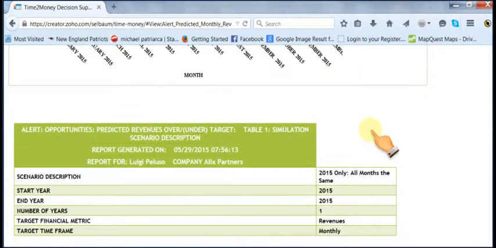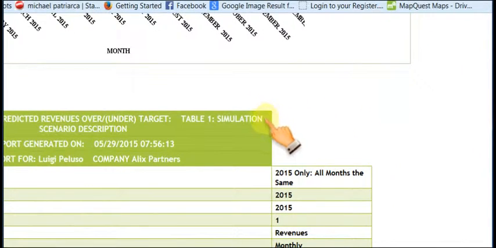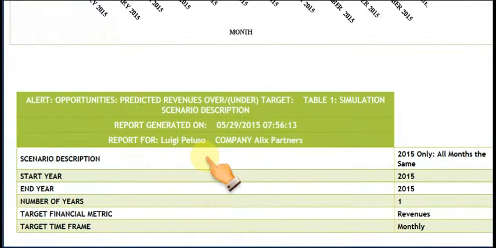And now we'll scroll down to the first of the 2 tables. And this is the alert predicted monthly sales versus target and simulation scenarios. So the objective is to display the identification of the sales versus target scenario. So first we have the description of the scenario that identifies assumptions used to generate the monthly target sales. We see the first year for setting the targets and the last year for setting the targets, and the number of target years, first year to last year, including both the first and last years.